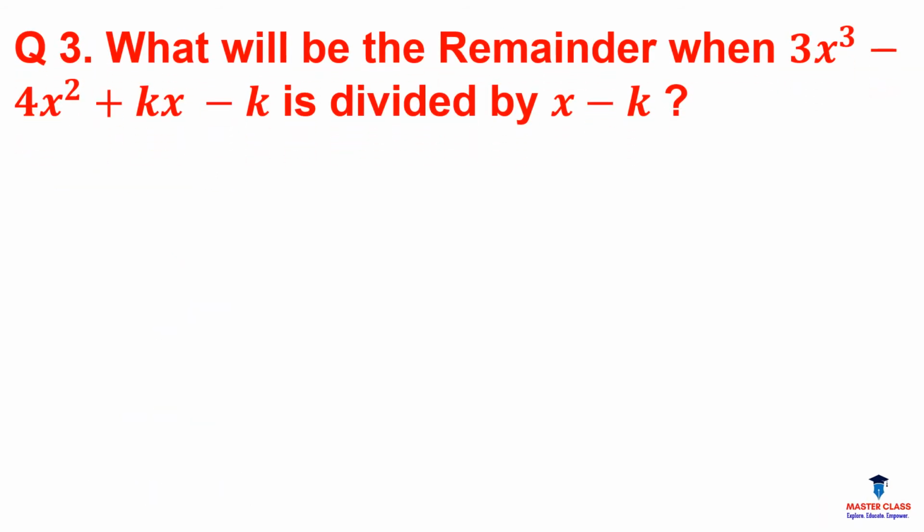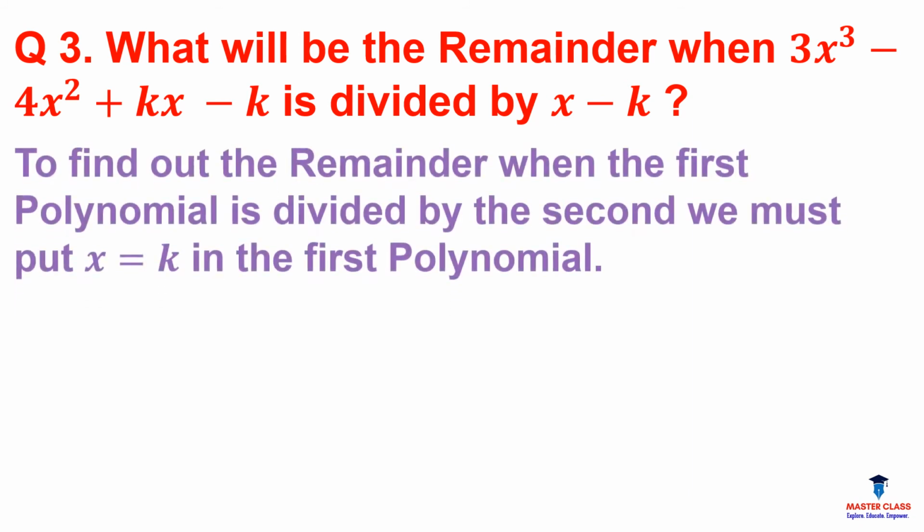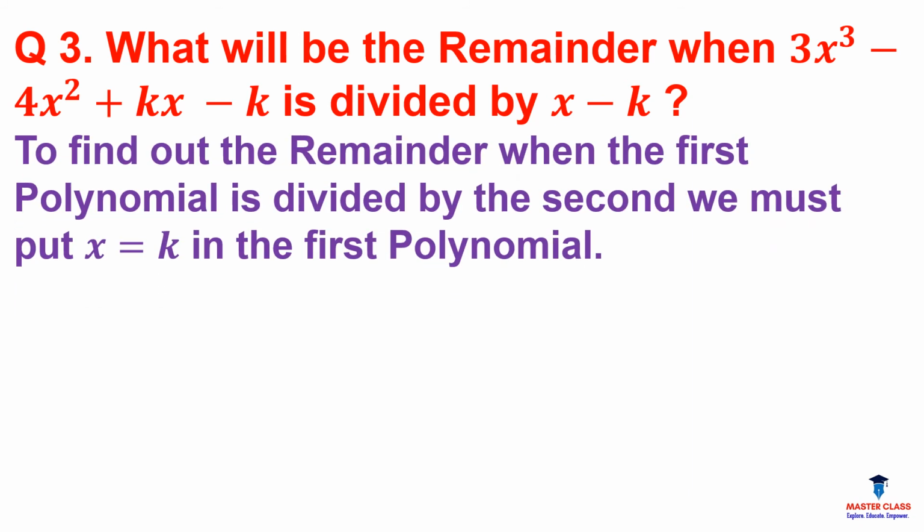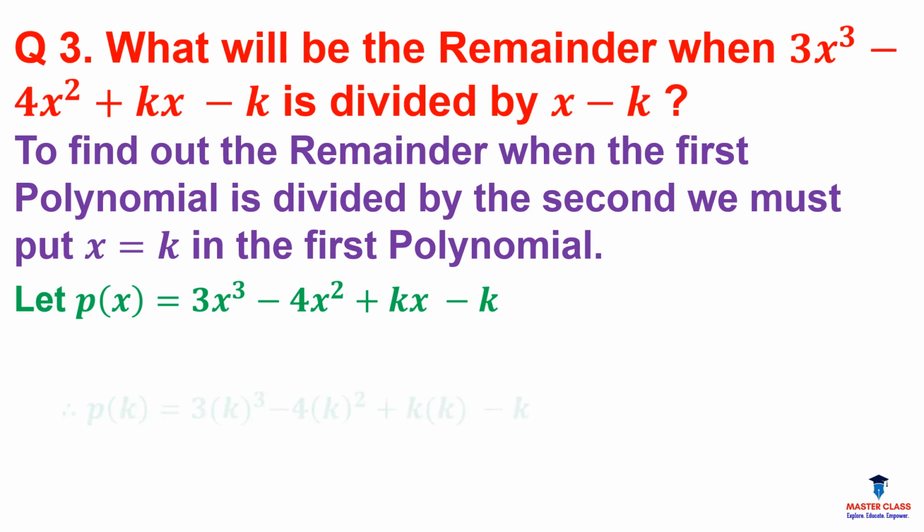Question 3 asks us to find out what will be the remainder when 3x cubed minus 4x squared plus kx minus k is divided by x minus k. To find out the remainder when the first polynomial is divided by the second, we must put x is equal to k in the first polynomial. Let p of x be equal to 3x cubed minus 4x squared plus kx minus k.